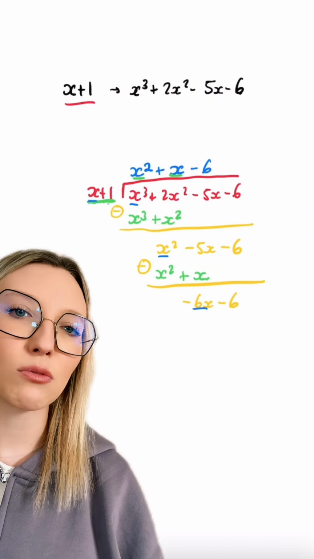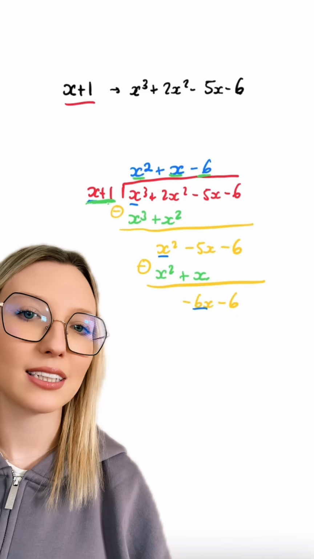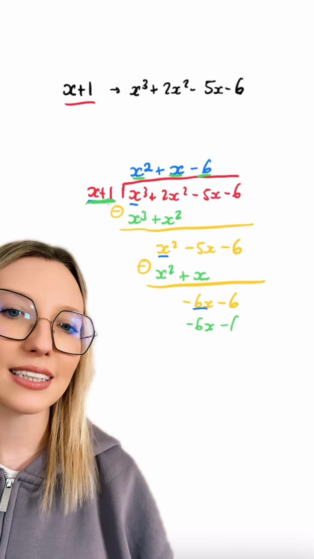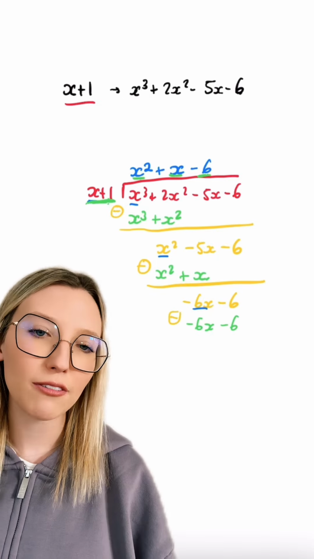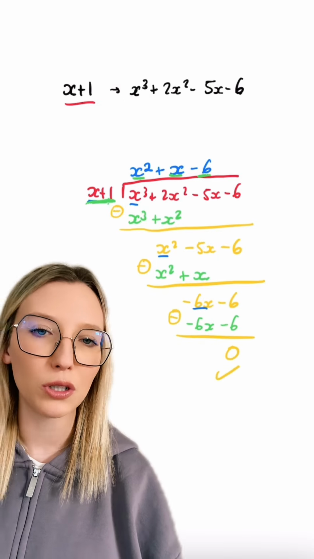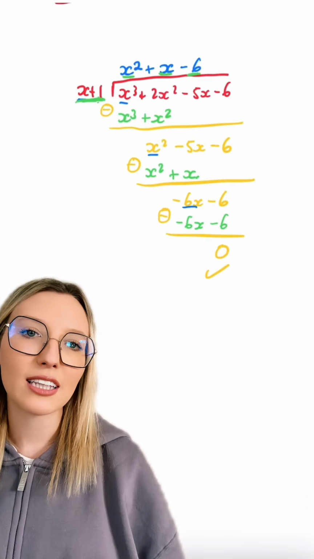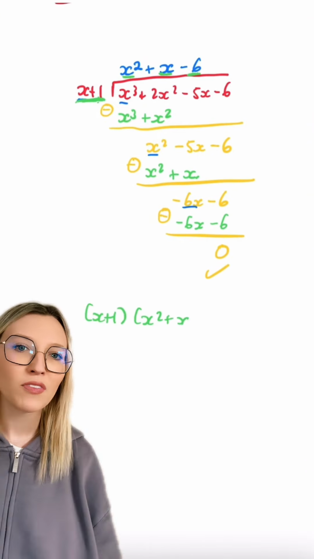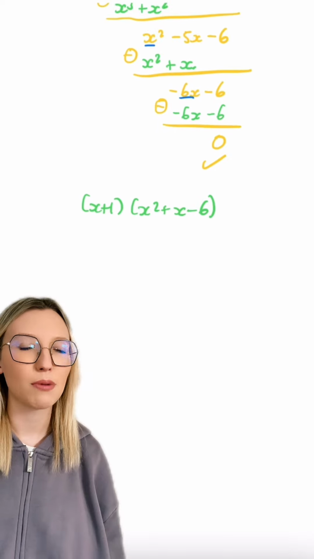Finally, we've got x, which we need to multiply by minus 6 to get to minus 6x. And if we multiply this minus 6 by our x plus 1, we get minus 6x minus 6. If you subtract for the final time, we get 0, which means we've got no remainders. So we can rewrite this then in factor form as our x plus 1, which we already know is a factor, and then in brackets x squared add x minus 6.